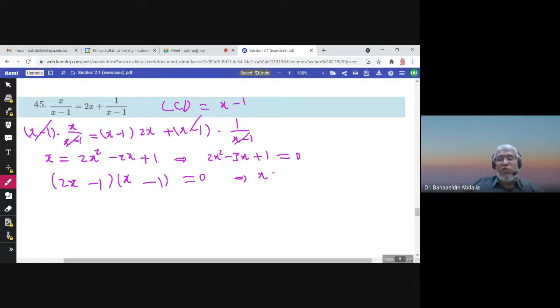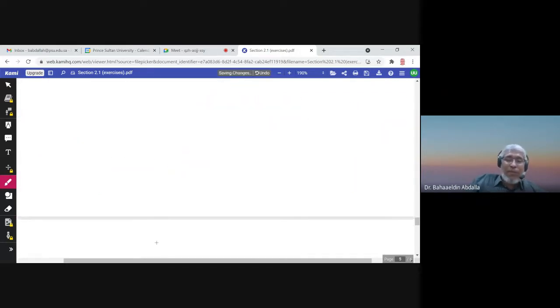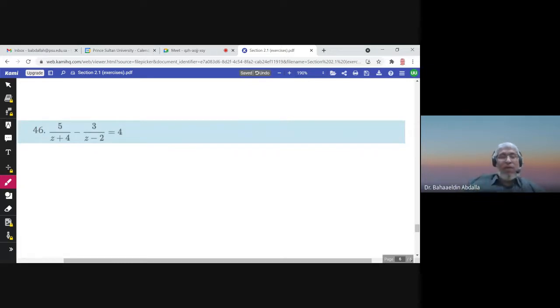So I have two solutions. Either x is half or x is 1. But look at the equation. I have x minus 1 in the denominator. So x equals 1 is rejected because it will make the denominator 0. So I cannot accept this answer. And the only answer of this equation would be half. So pay attention to this point.